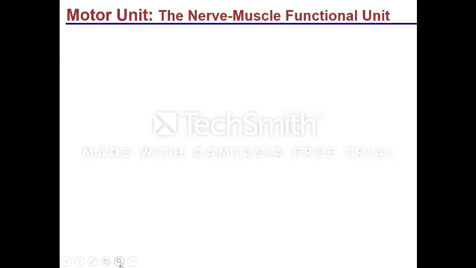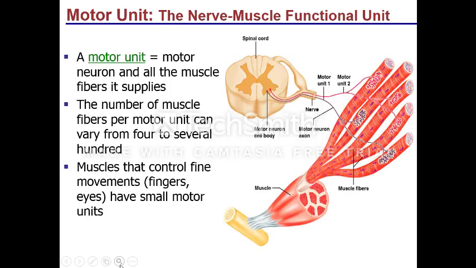The motor unit is the somatic motor neuron and all of the muscle fibers that it connects with or innervates. The number of muscle fibers per motor unit can vary from 4 to several hundred. Muscles that control fine motor skills, like in your fingers or your eyes, have smaller motor units.